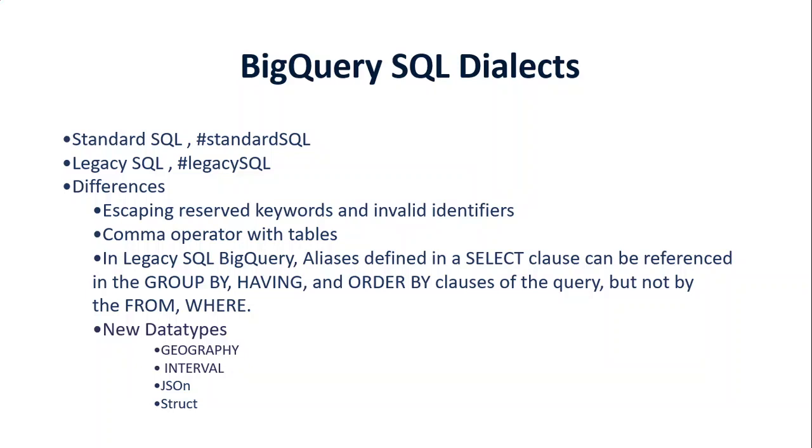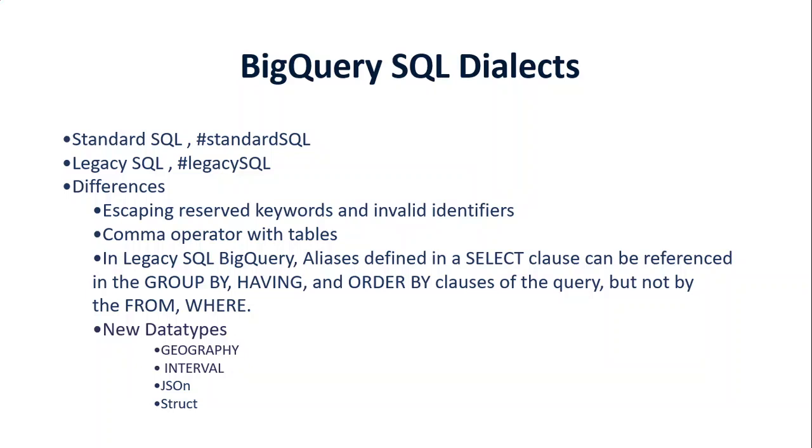In legacy SQL, we use the bracket, if you come from an MS SQL background, to use a keyword. For example, date is a keyword, but we can use it as a field name by putting the bracket around it. In BigQuery, you can do the same, but in standard SQL, you do it using the backticks. The other is the comma operator with tables.